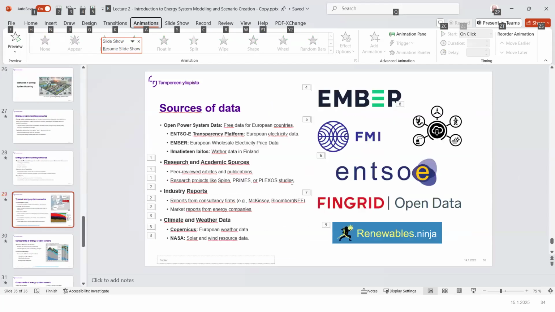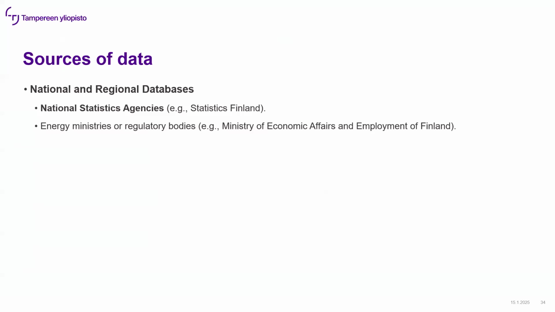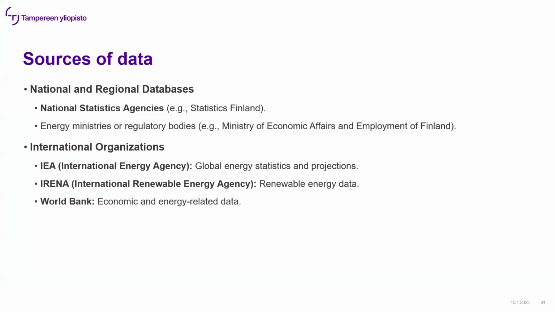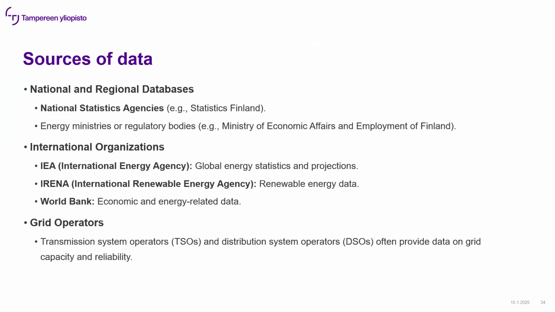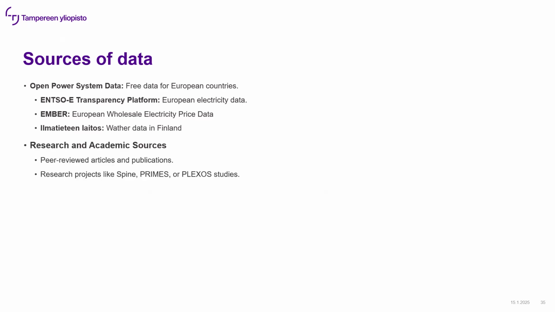Where was I? I was in here. Sources of data. We have 3 more slides. Don't worry, we're going to get through. Sources of data. Where do you get this information? National and regional databases, international organizations, grid operators, open power system data. Well, Ilmatieteen laitos is in the wrong place there. It's not power system data, it's rather meteorological data.